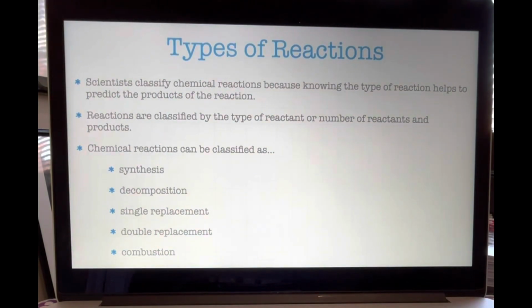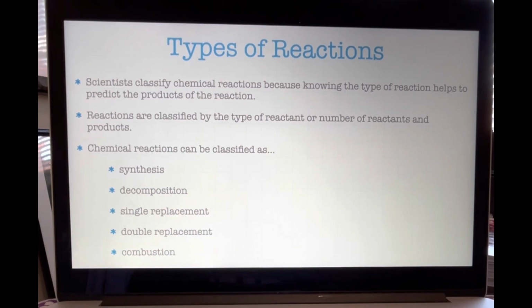Okay. Now that we can name compounds and write formulas, we can use that information to learn about reactions. You already know how to determine if a reaction is taking place. Think back to Module 2. Whenever there is a sign of a chemical change, there is a chemical reaction taking place where new products are being produced. Scientists classify chemical reactions because knowing the type of reaction helps to predict the products of the reaction.